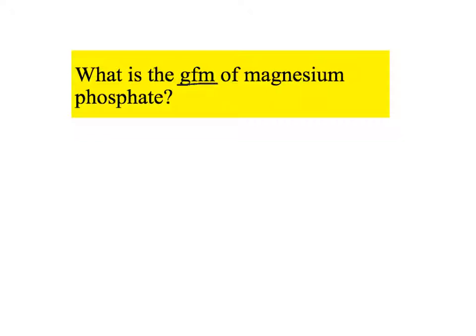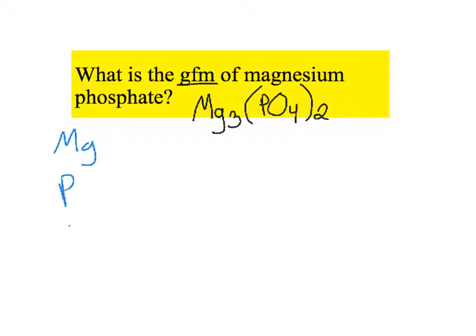So we're going to find the GFM, or the gram formula mass, or the molar mass, or the molecular weight of magnesium phosphate. Well, what is magnesium phosphate? It is Mg, that's magnesium, Mg3, and then phosphate is something called a polyatomic ion, which we'll talk about in probably the next unit or the one after that. Phosphate is PO4, and that is going to have a 2 on the outside of it. So this is going to be just a tad bit different, but the process is the same. I'm going to write out the elements that I have: magnesium, phosphorus, oxygen, and that's it.